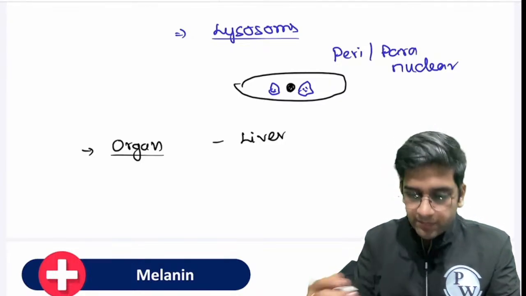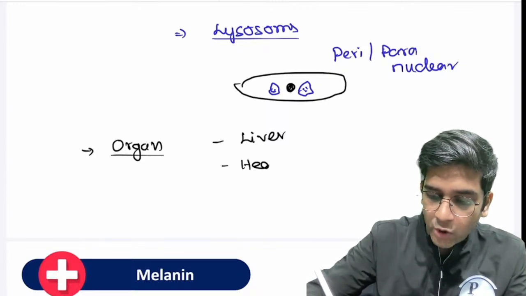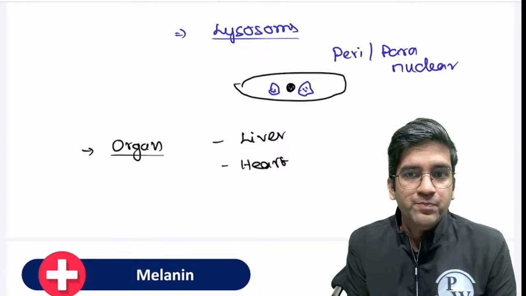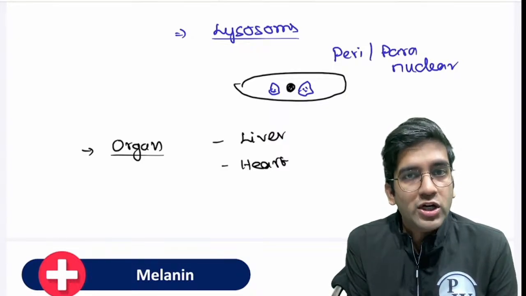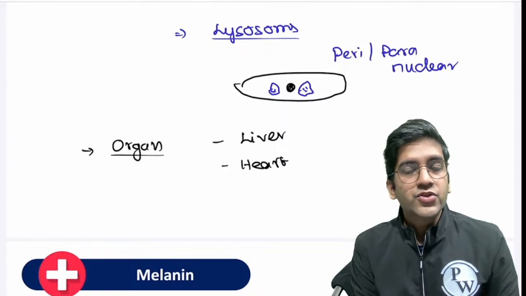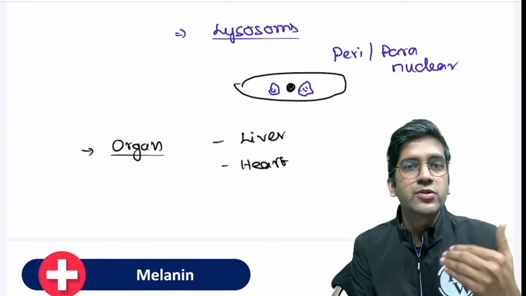More damage is possible, right? Liver and heart are the organs which have a little more concentration of lipofuscin. It doesn't mean that my skeletal muscle should not have it. It will have it. My skin also has damage, so it also will have it, right? So these are two organs where I see lipofuscin predominantly.